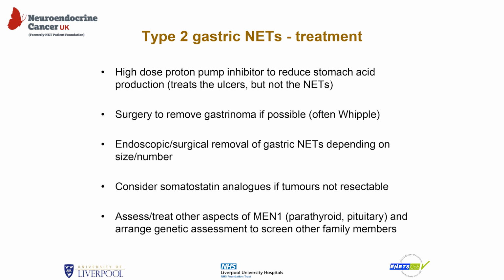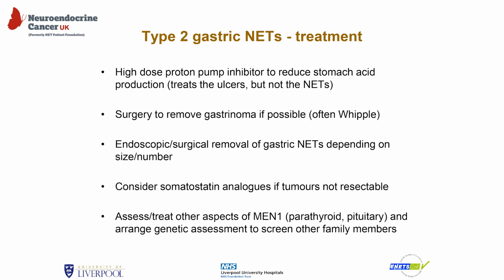If you can then find the gastrinoma, which is not always possible, the main treatment would then be to remove it surgically. That may involve major surgery, such as a Whipple procedure. In some patients, particularly if the gastric neuroendocrine tumours are larger or causing a problem, they may also need to be removed. And this can sometimes be done through endoscopy, occasionally requires surgery.